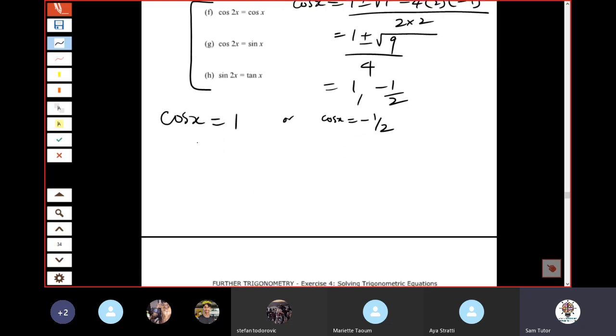Then for cos x equals 1, we just go inverse cos of 1. The first answer you get is 0. Then you do all stations to central. Where is cos positive? Here and here. So my next answer is 360 degrees.